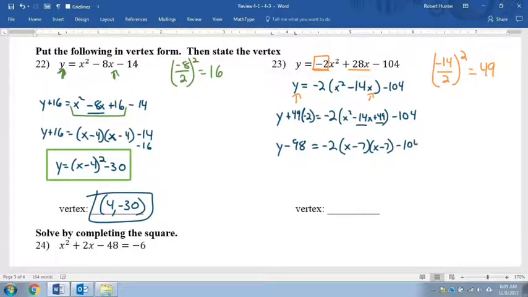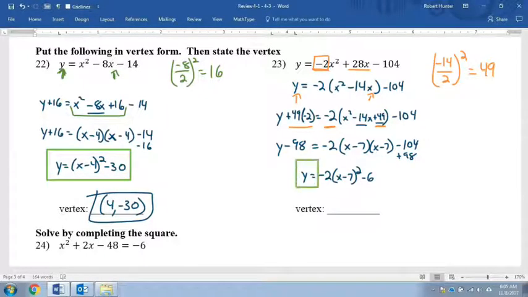Minus 104. Okay, go ahead and pause. You got to figure that out again. Again, I added 49 times negative 2 because the 49 is being multiplied by negative 2. Okay, and then from here, we'll clean it up. Plus 98. So that's y equals negative 2, parentheses x minus 7 squared. Negative 104 plus 98 is negative 6.